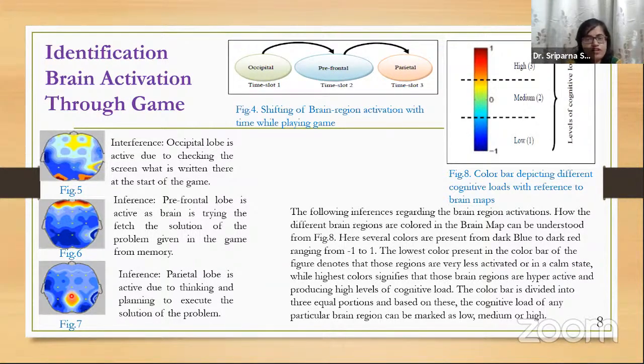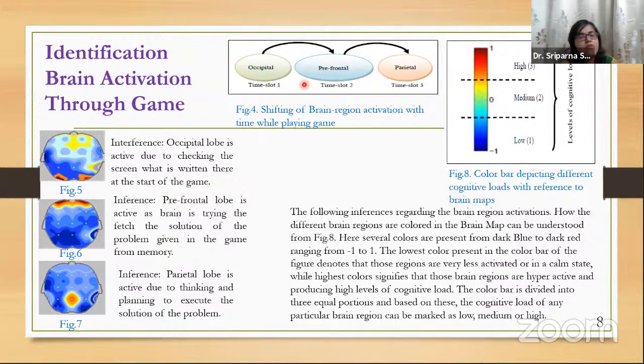This is the region in the prefrontal lobe that is now activated, and we can check that in the image over here, from occipital to prefrontal to parietal. This is how different lobes are activated. These are the time series data that we have captured with the BrainTech Traveler, the different brain maps, and that also gives us confirmation of this particular activation with respect to time.